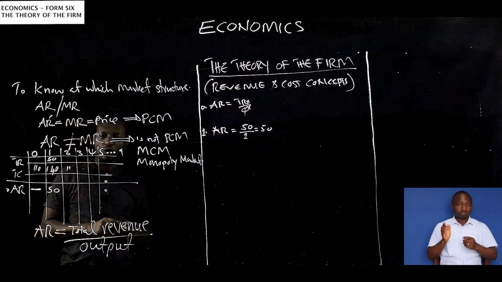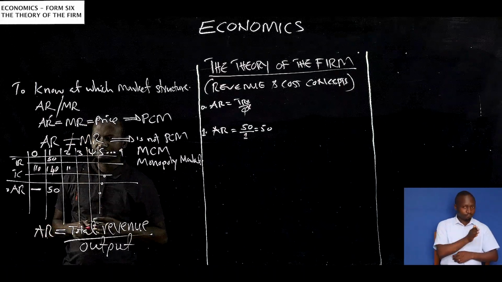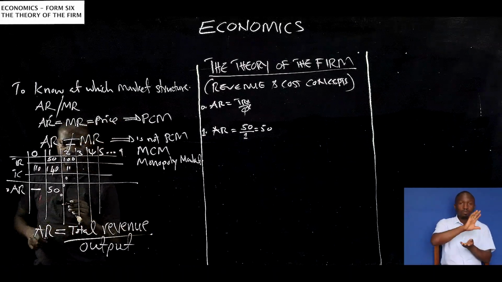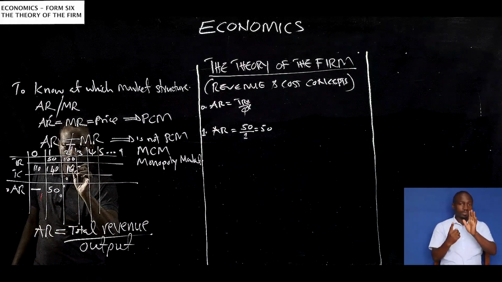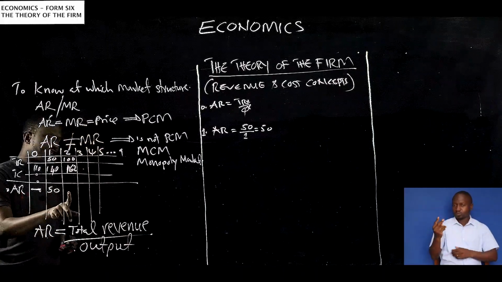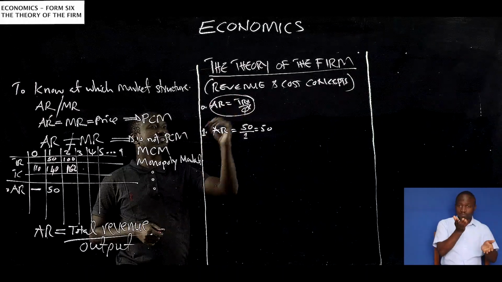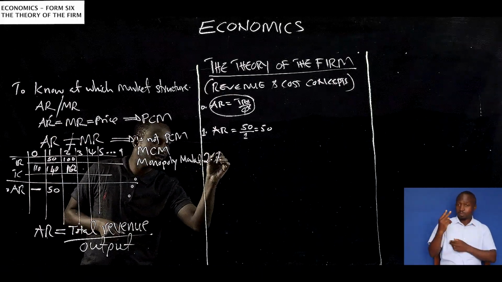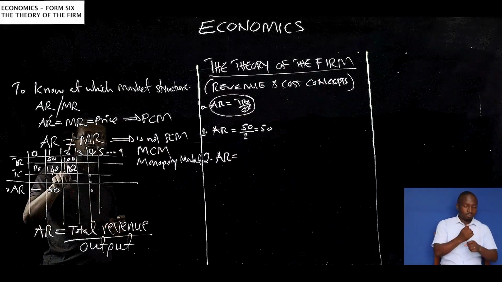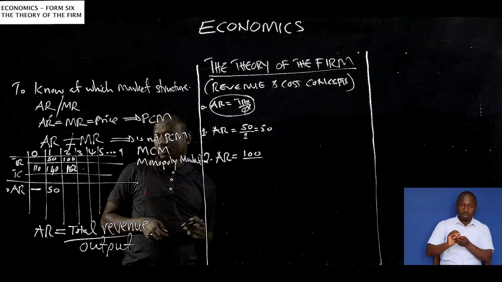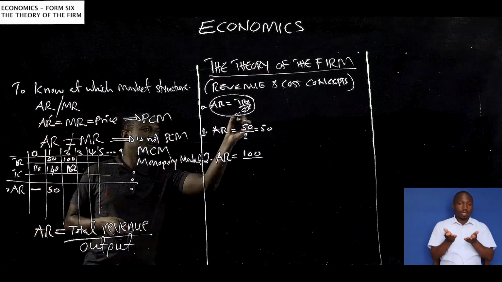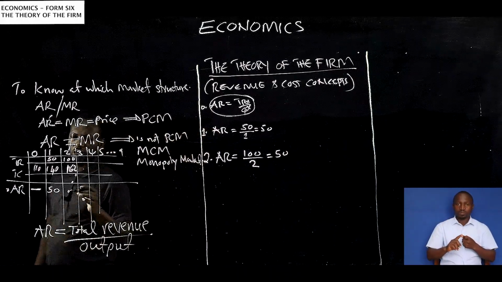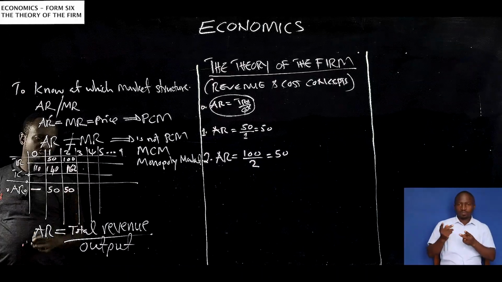When we come to two output level, you may see in our question total revenue is 100, while total cost is 162, and output is 2. Here to find average revenue, the same formula is applied: total revenue over output. So at two output level, average revenue equals total revenue, which is 100, divided by output, which is 2. Here we get 50. So at 2, average revenue is also 50.